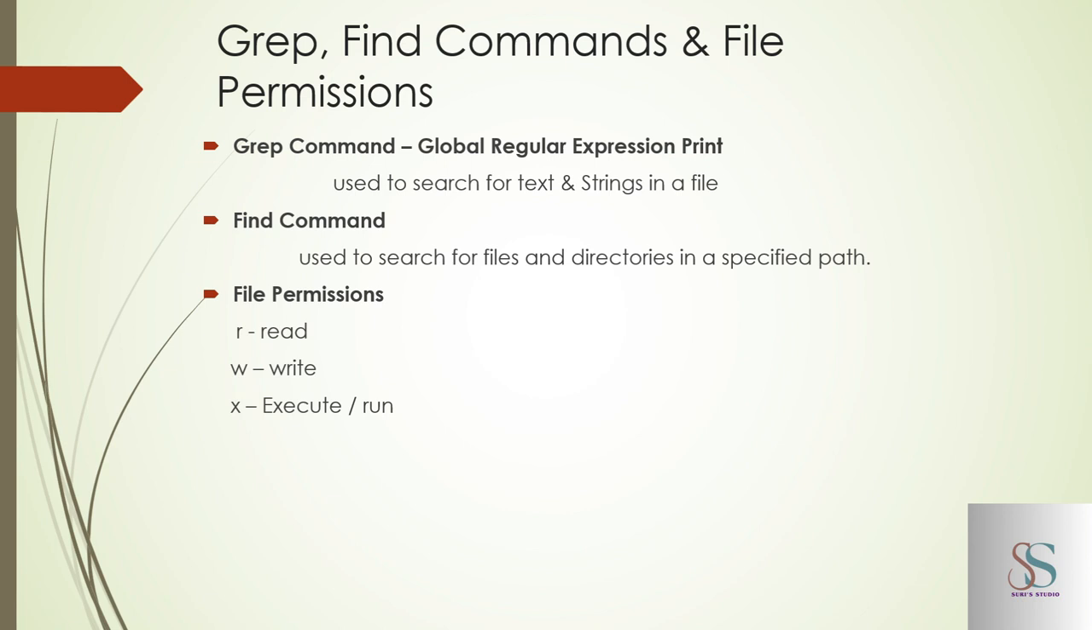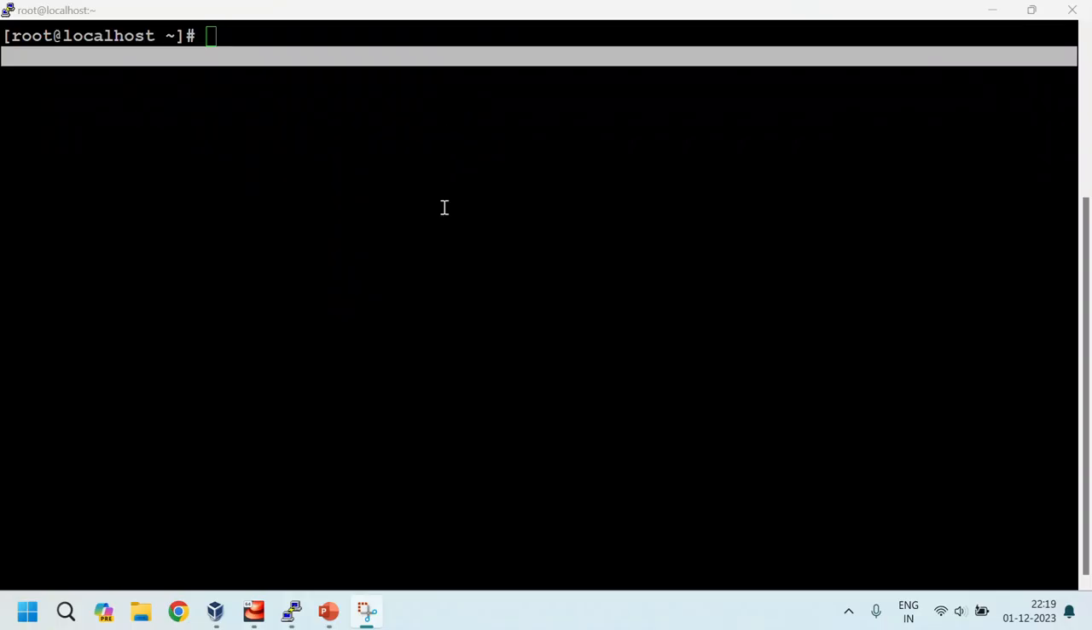In file permissions we have two methods. One is the symbolic method and one is the absolute method. The absolute method means the numeric method. Okay, let's go to the session. In the previous session we discussed the filter commands and long listing of files. Filter commands mean more, less, head, tail, sed, and chart commands. Okay, now we have grep, find and file permissions.